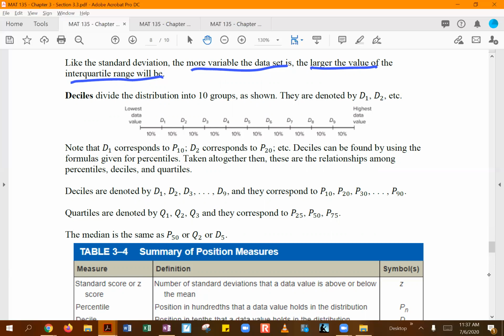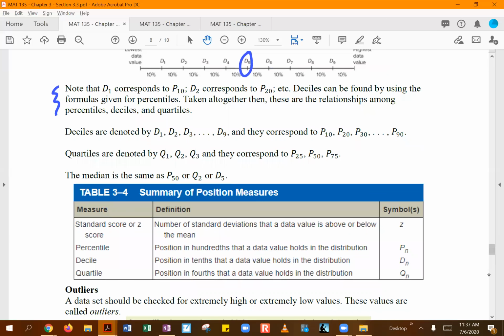You should notice that D5 over here, or D sub 5, is going to be the same thing as the 50th percentile. And then of course, D3 would be at the 30th percentile and that kind of thing. You can see that in the note over here. They're saying deciles can be found by using the formulas for the percentile, so the percentile formula we looked at last week.